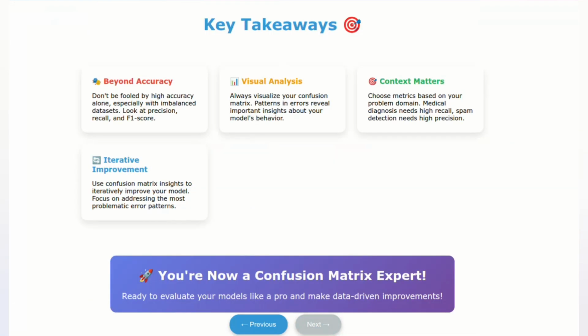And there you have it. You now understand confusion matrices inside and out. Remember, the confusion matrix is more than just a table. It's your window into understanding exactly how your model behaves. Key takeaways. 1. Confusion matrices show you exactly where your model makes mistakes. 2. Different metrics matter for different use cases. 3. Don't rely on accuracy alone, especially with imbalanced data. 4. Use the insights to improve your model iteratively.